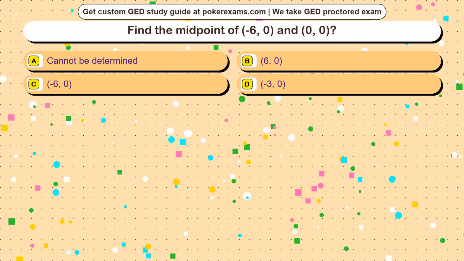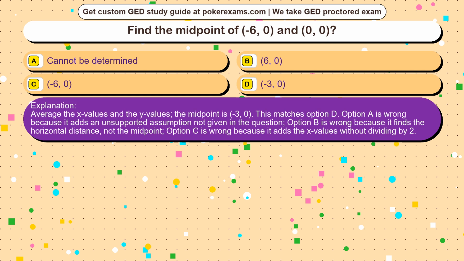The correct answer is option... Average the x values and the y values. The midpoint is (-3, 0). This matches option D. Option A is wrong because it adds an unsupported assumption not given in the question. Option B is wrong because it finds the horizontal distance, not the midpoint. Option C is wrong because it adds the x values without dividing by 2.